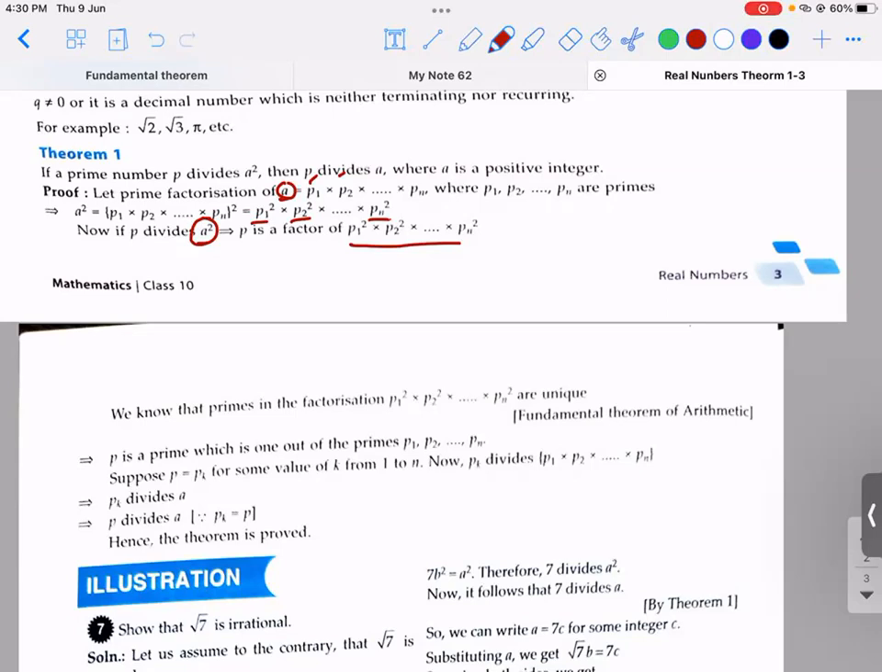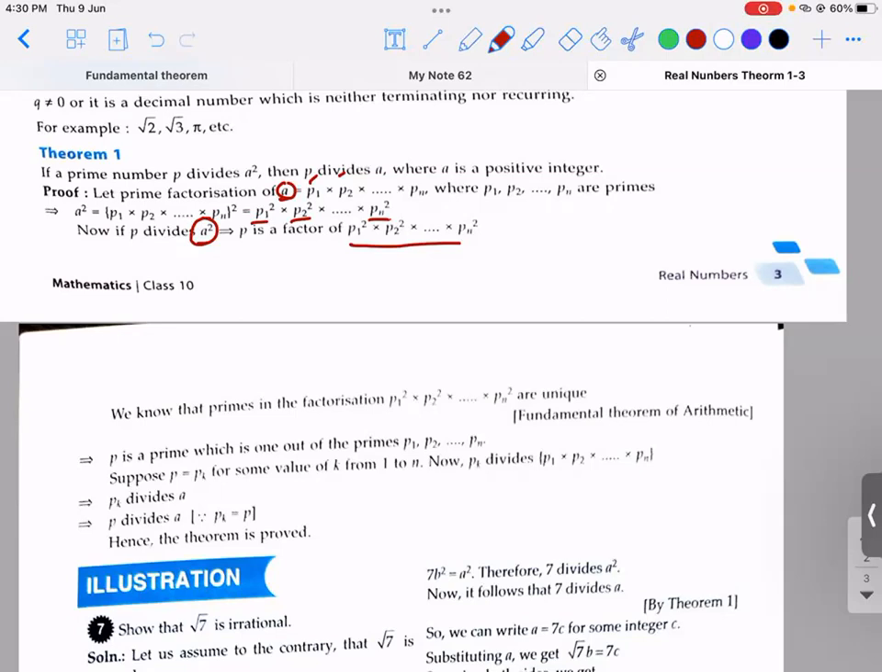Where P1, P2, so on till Pn are primes. Okay, I hope this step is clear. But what is already given? P divides A, we have to prove. They only told P divides A square. So we have to square and then incorporate this P. Whenever you write "let", it is something which we are considering. It is not given. Okay.